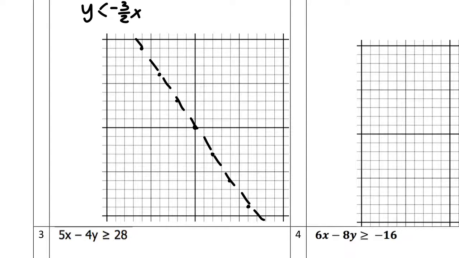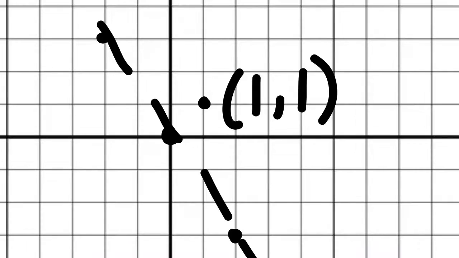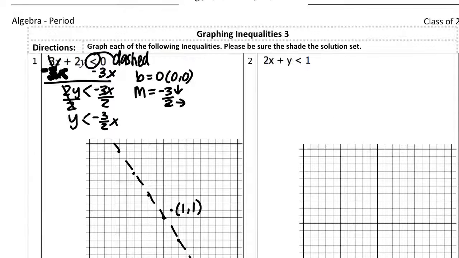And my last step is to decide which side is true. I cannot check the point 0, 0 this time because 0, 0 is on the line, so all it's going to tell me is that it's on the line. I need to check a point over here or a point over here, but I can still choose a point that I think is going to be easy to work with. For example, I may want to choose the point 1, 1 because that would be easy to plug in and solve for. So let's take a look back at our inequality.